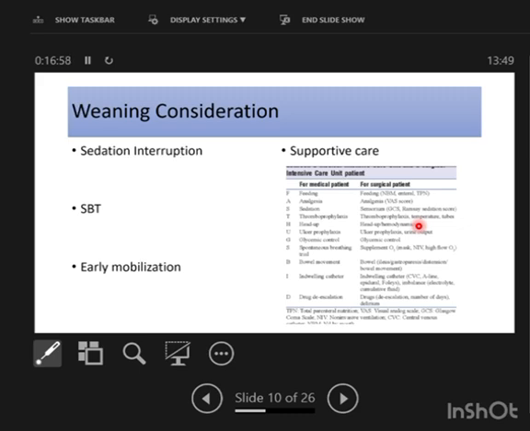Feeding is given, not given. Why is it not given? Is it a bleeding patient? Is there a GI bleed? Analgesia is receiving or not receiving?